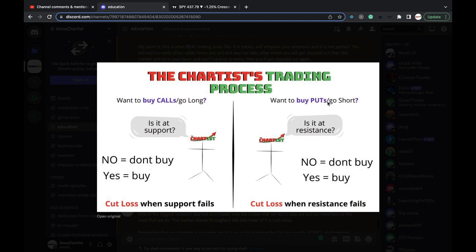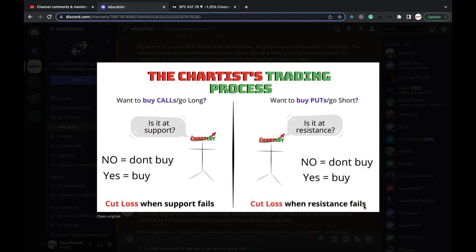If you want to buy puts or go short, is it at resistance? That's what you want to ask yourself anytime you're thinking about buying puts or going short. If it's no, don't buy. Yes, equals buy. Okay? You cut loss when support fails. You cut loss when resistance fails. You got to manage your risk because the strategy is not 100%.